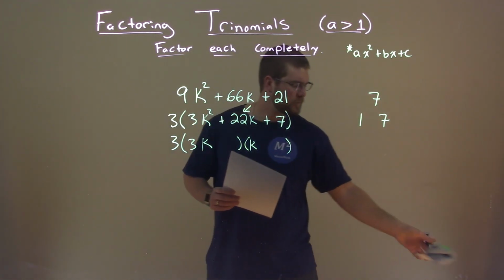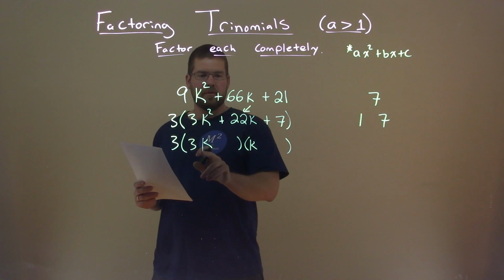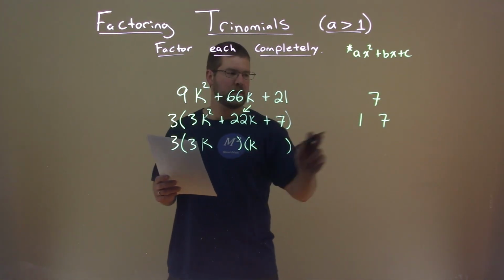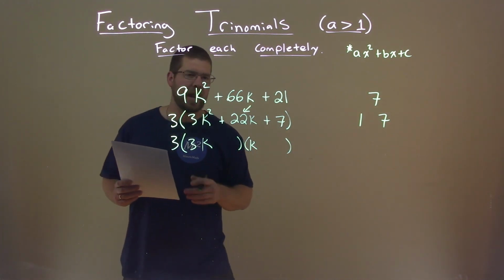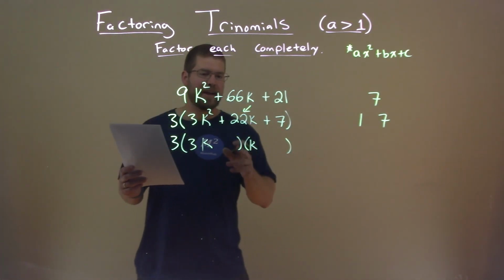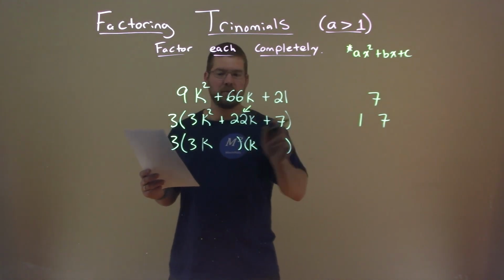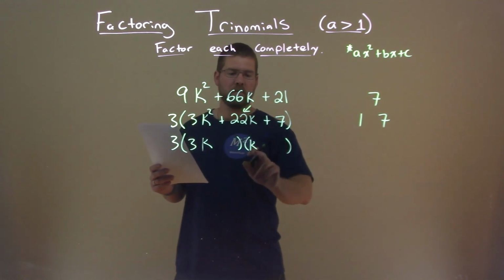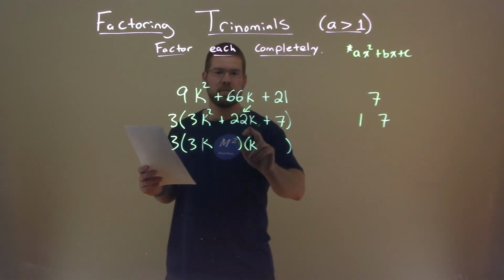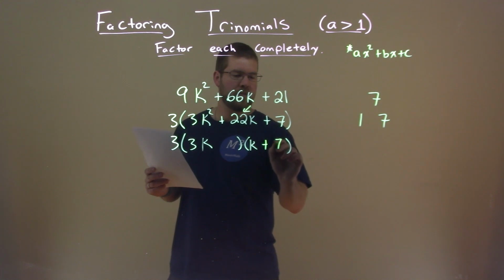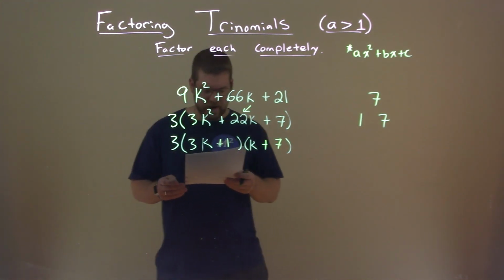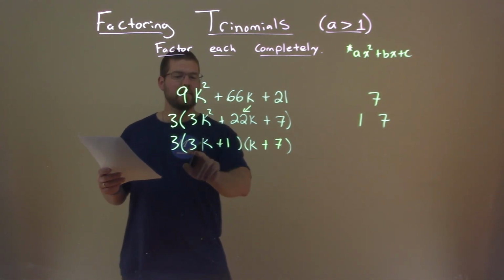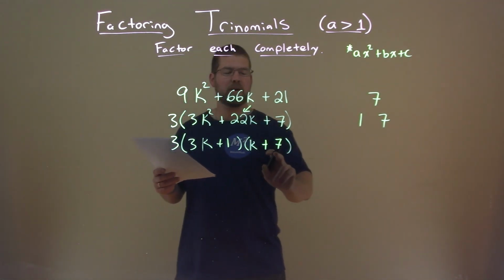So now I'm asking myself, okay, 3 times one of these numbers plus 1 times the other number gets us 22. And I always go with my first best guess that gets me closest to 22, which is 3 times 7, 21. 3 times 7 is 21, plus 1 times 1, which is 22. So that was actually pretty easy. Put a 7 here, plus 1 here, and now we have our final answer in factored form, 3, don't forget that part, times 3k plus 1 times k plus 7.